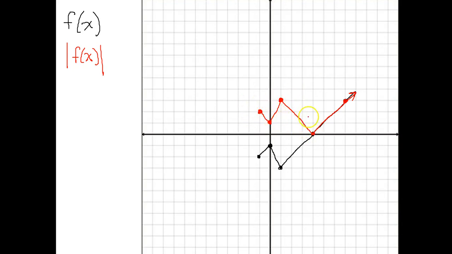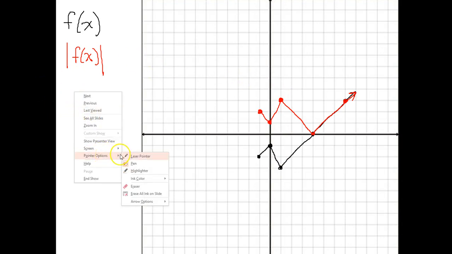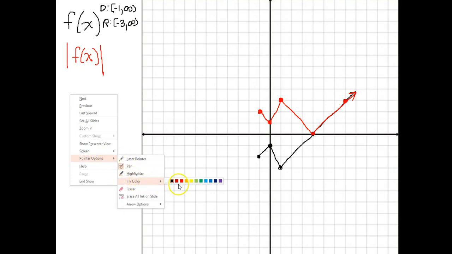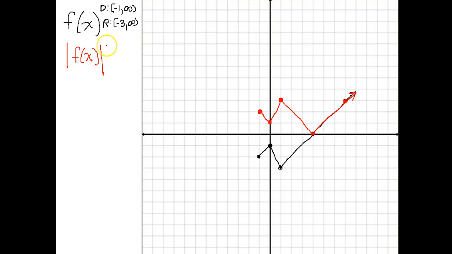Any ordered pair you pick on this red graph will have a y value that's non-negative, 0 or higher. So the range changed, the domain's still the same. The domain went from -1 to infinity, and the range originally went from -3 to infinity. Well, now it's changed. Let me do the ink color in black. So f of x, the domain had gone -1 to infinity. The range had gone -3 to infinity. But as soon as we did that absolute value application, the domain still went -1 to infinity. That's the x's. But the range, the y's, changed now to be 0 to infinity. So just something to be aware of.